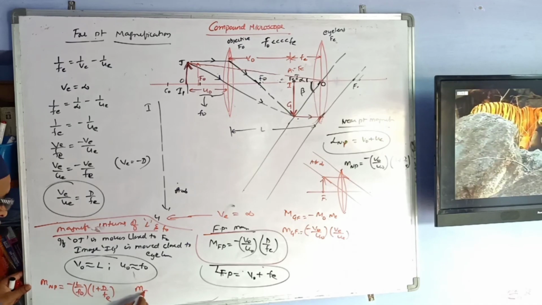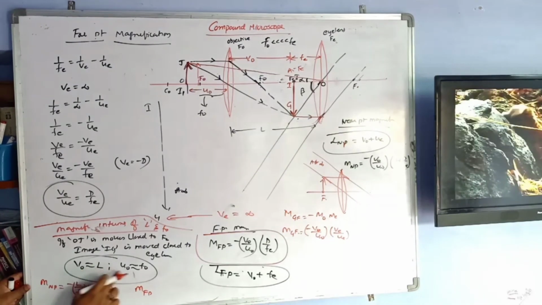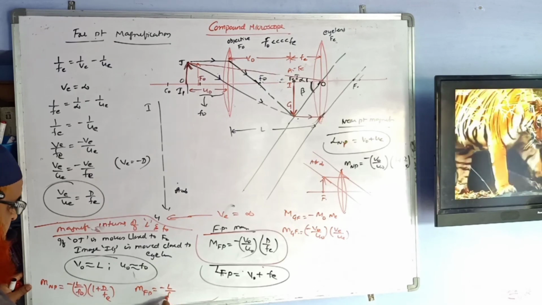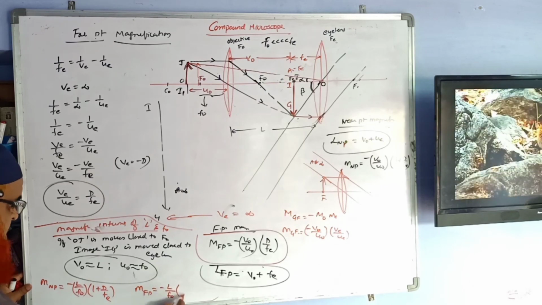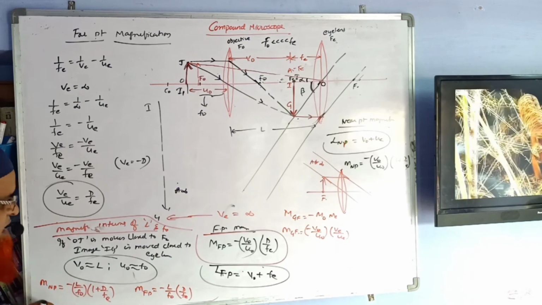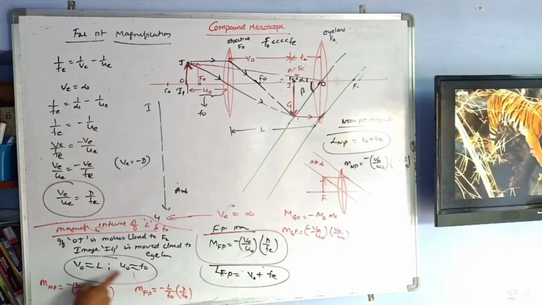And what is the formula for far point? When you replace V naught with L and U naught with F naught, the formula will become minus L by F naught, the same, but the other term is L by FE. It's very simple here. V naught by U naught is replaced with L by F naught, that's it.